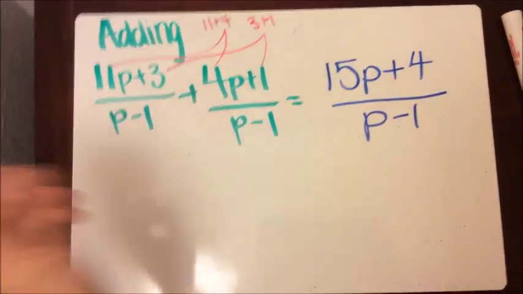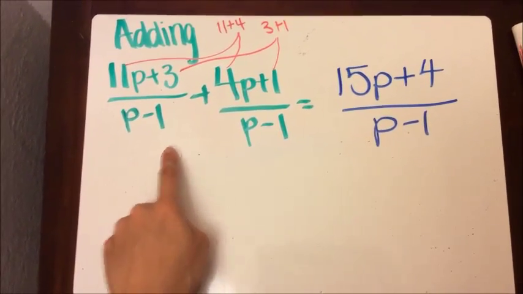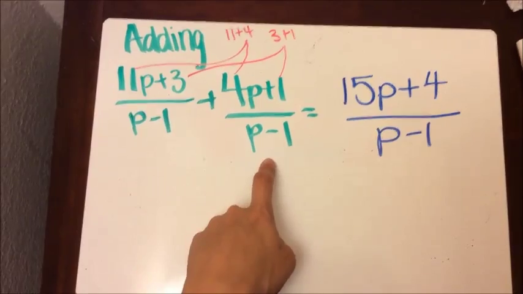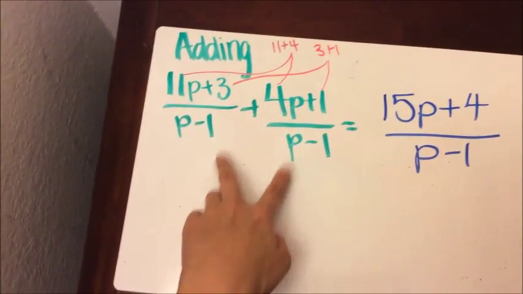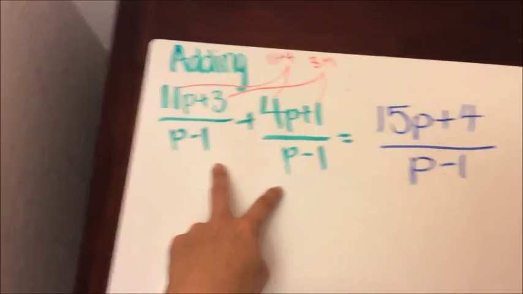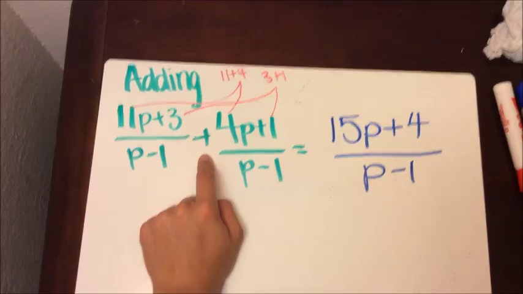Here's a simple one to start you off. We have 11p plus 3 over p minus 1 plus 4p plus 1 over p minus 1. Now, the first step was to make sure we had a common denominator, and in this case we do. So that's easy, that just passes by. Now, the second one, we have to combine like terms.